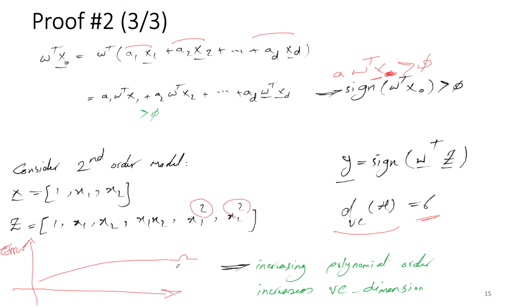And you see that increasing the number of n or increasing the complexity of the model increases polynomial order using your VC dimension.